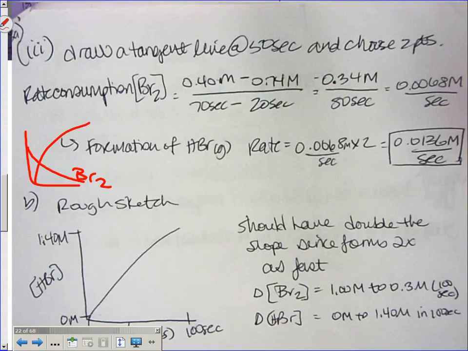It would have to be a decent graph for me to give you your credit. If it looked exactly the same steepness, I wouldn't give you your credit. If it looked like it was a little bit greater, I'd give you your credit there, for a quick sketch of how the hydrobromic acid rate of production looks. So that should be steep.